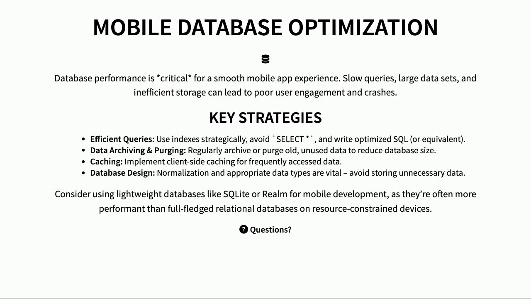Let's talk about keeping your mobile app's database running smoothly. A slow database can really frustrate users, so optimization is key. We'll cover a few crucial strategies. First, make sure you're writing efficient queries, think indexes, and avoid pulling in all the data at once. Then, regularly clean up old or unused data to keep your database size manageable. Caching frequently accessed information on the client side can also significantly boost performance.